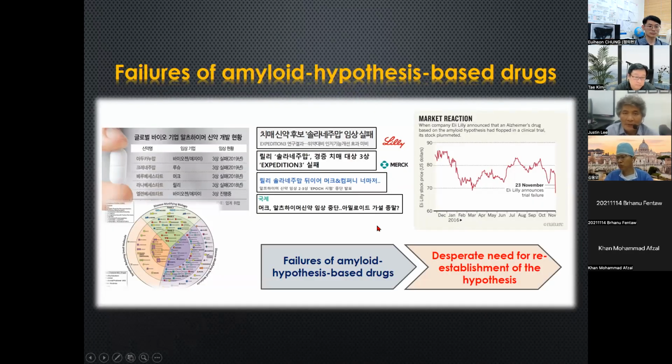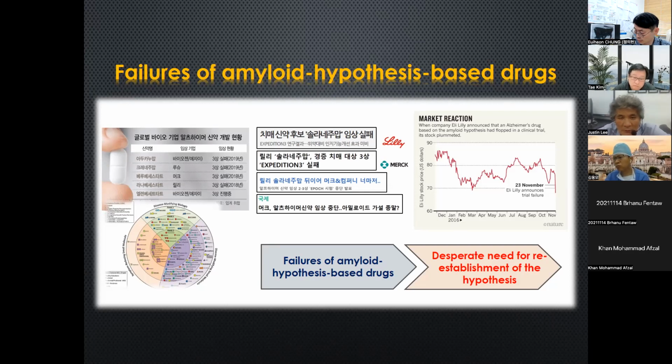However, this amyloid hypothesis-based drugs have failed recently, as you know, and many drugs, especially the antibody-based drugs that are supposed to clear the amyloid plaques from the Alzheimer's disease patient brain, have failed. Although recently aducanumab was approved by the US FDA, this drug still struggles. Recently I heard that one patient died from taking this aducanumab, and the price of the drug has gone down to about half price. The future of this aducanumab is not very bright.